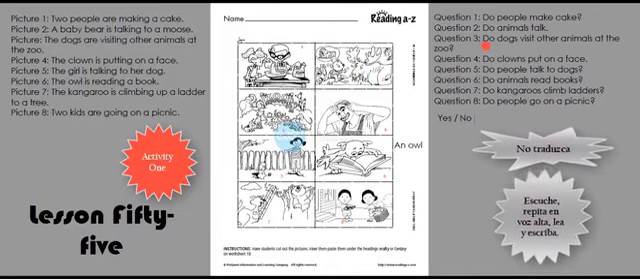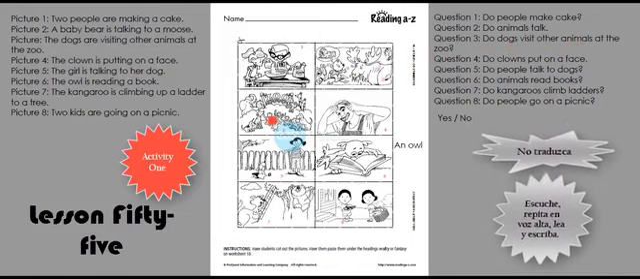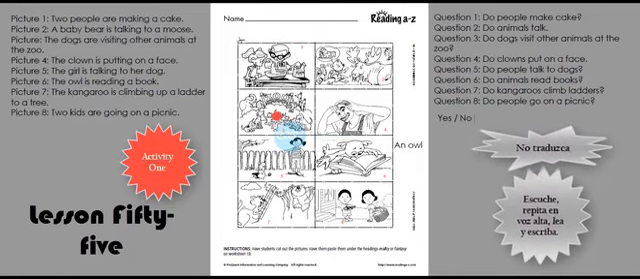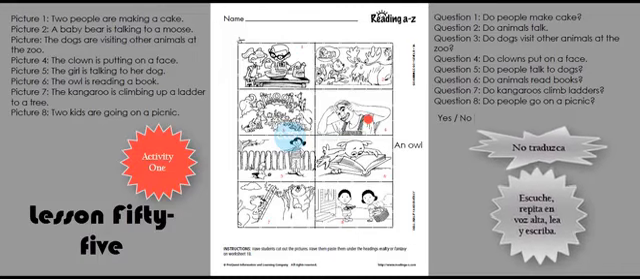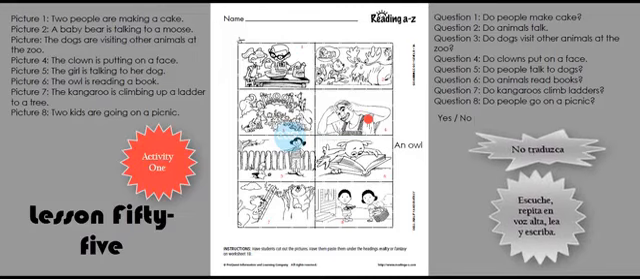Question 3. Do dogs visit other animals at the zoo? To me, the answer is no. Question 4. Do clowns put on a face? Y sería bueno que usted también formule esas preguntas en voz alta, ¿de acuerdo? Creo que ya ha venido haciéndolo. Do clowns put on a face? My answer is yes.